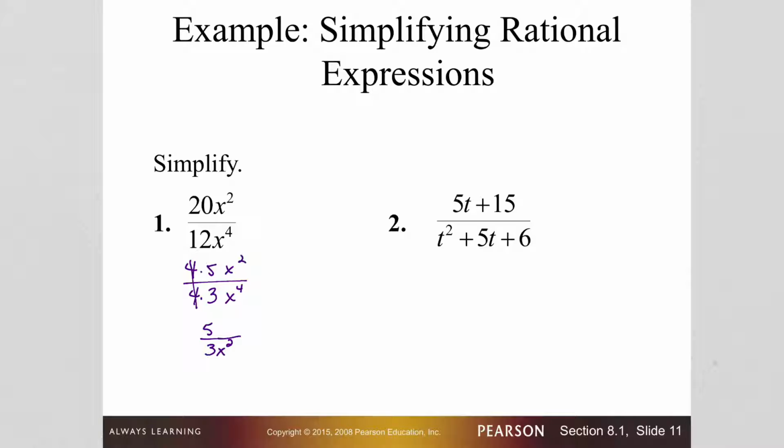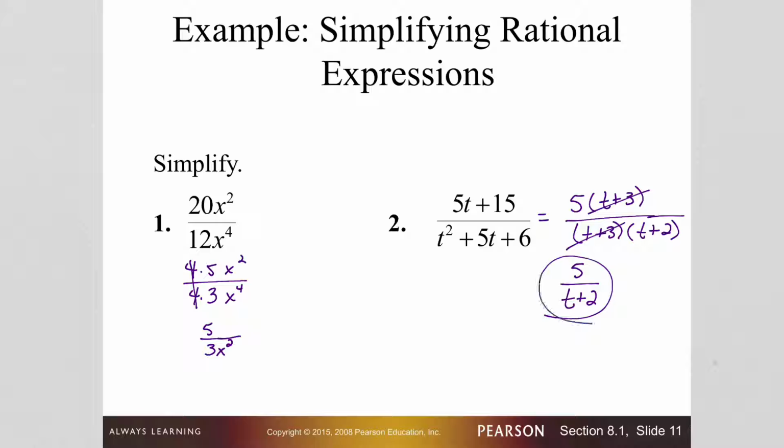All right, so look at number 2. If you factor the numerator, you get, if you factor the denominator, you get, and you can mark out exact factors. So the t plus 3's are the exact same, and what we're left with is 5 over t plus 2. So now that's simplified.